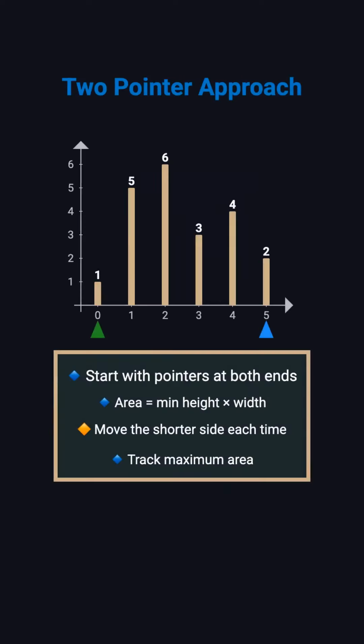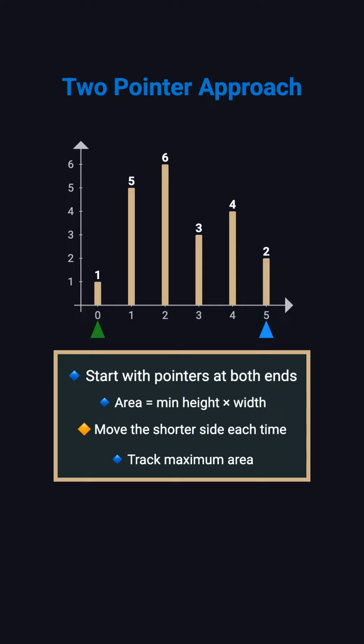There's a much faster solution using the two-pointer technique. We place one pointer at the far left and another at the far right, and compute the area of the current container. Then, step by step, we shrink the container by moving one side inward and try new containers. The key idea is this: at each step, we only move the pointer at the shorter line.